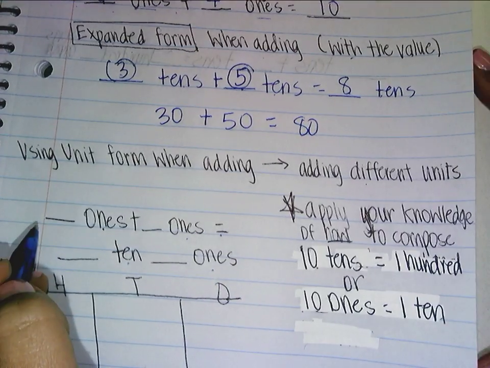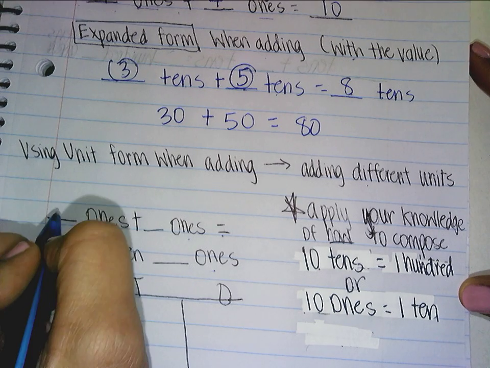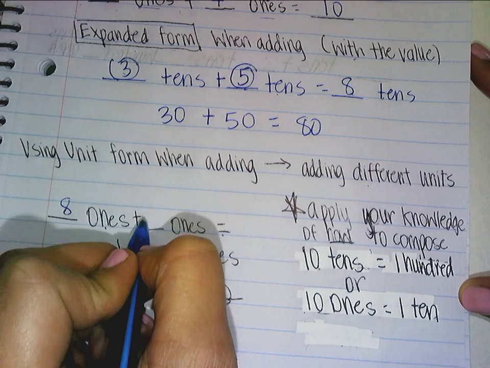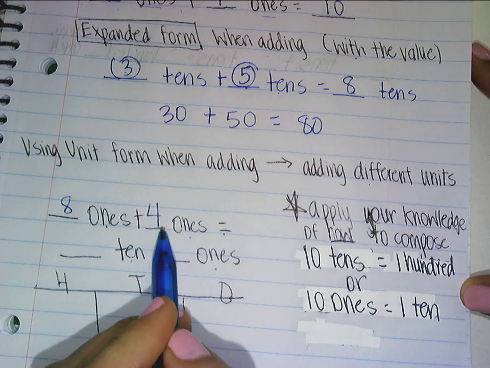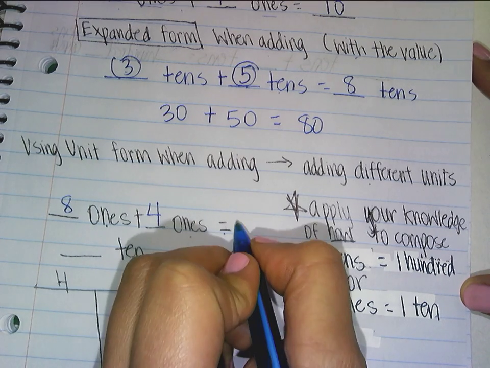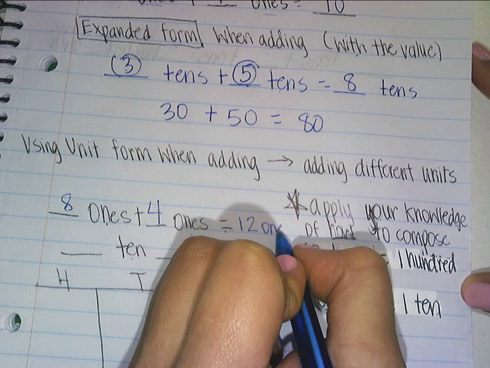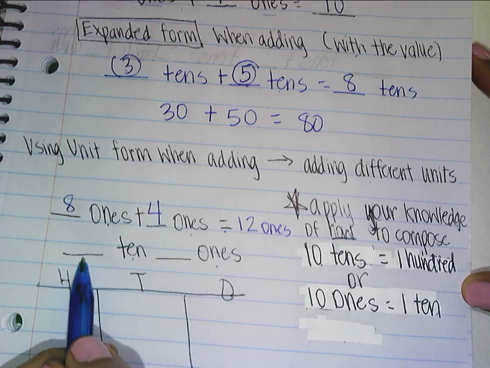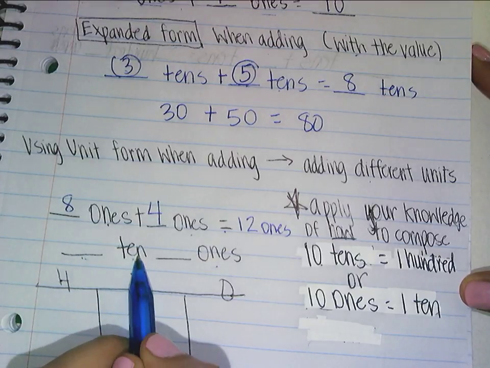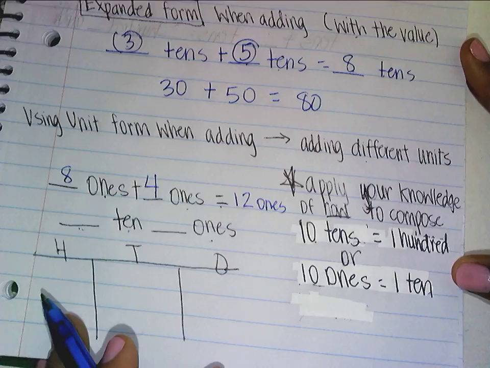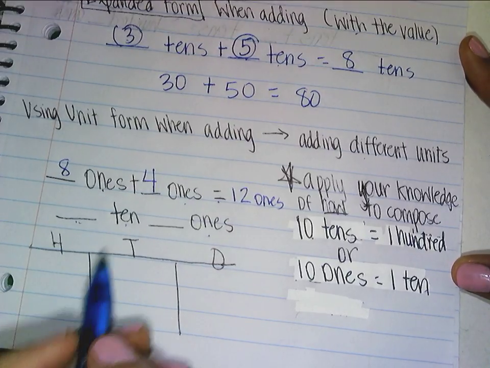So here's what I mean by that. For example, let's say I have 8 ones and 4 ones. 8 ones plus 4 ones equals 12 ones. So now I have to change that into what that would look like if I'm using tens and ones. So I have a place value chart to kind of show you what I mean.